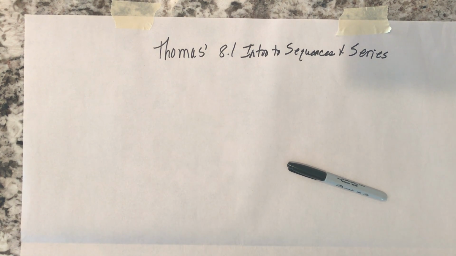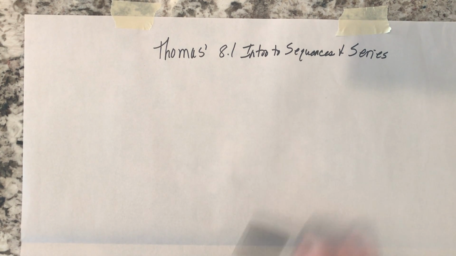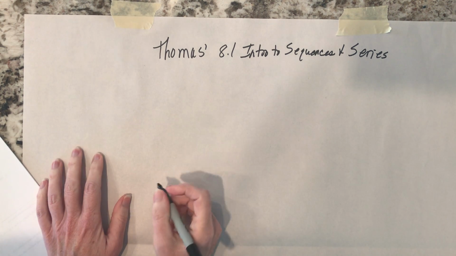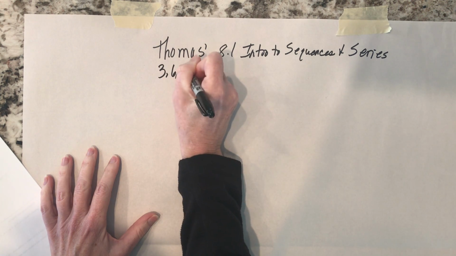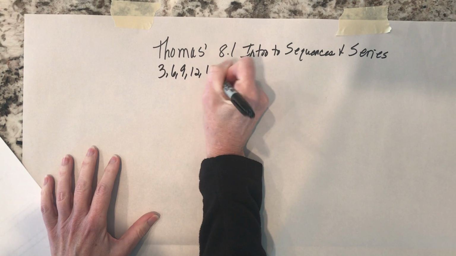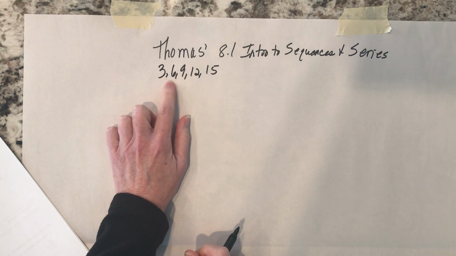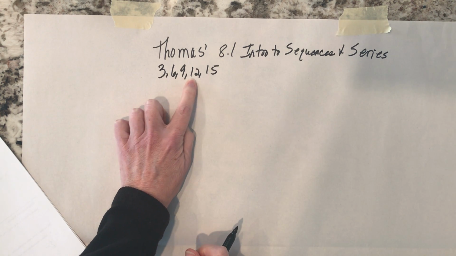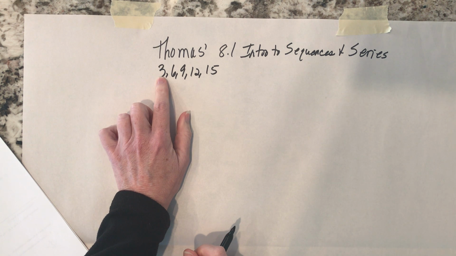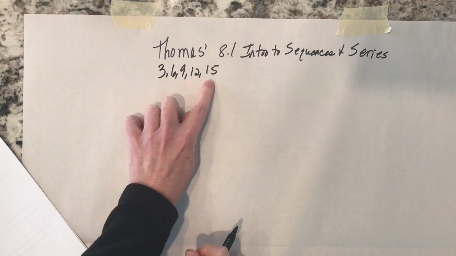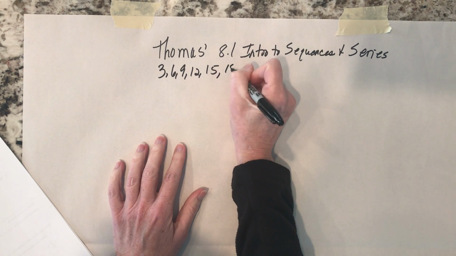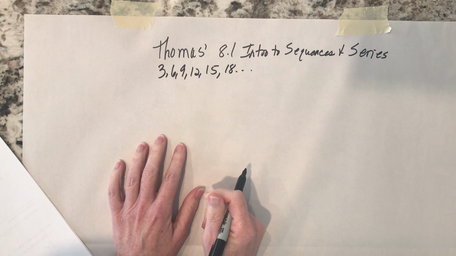Okay, fun section. 8.1, Thomas's Intro to Sequences and Series. He starts out by letting you know that a sequence is a list of numbers that follows a specific pattern. 3, 6, 9, 12, 15. You would look at that and you might say, well, these are adding 3, or 1 times 3, 2 times 3, 3 times 3, 4 times 3, 5 times 3. You could predict the next one and on and on.